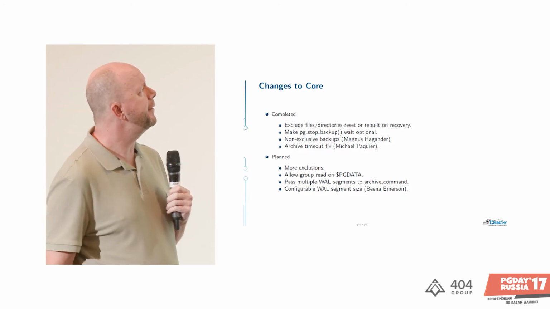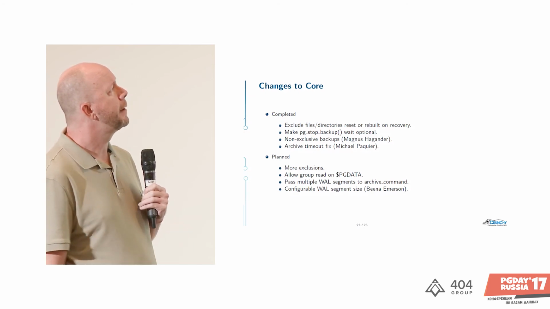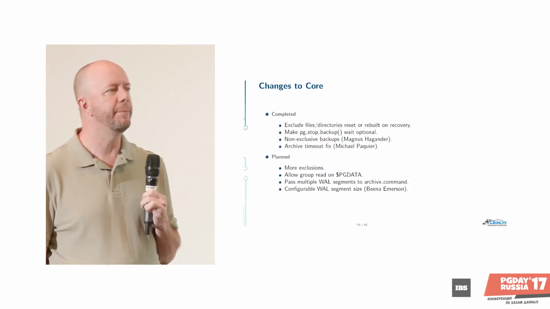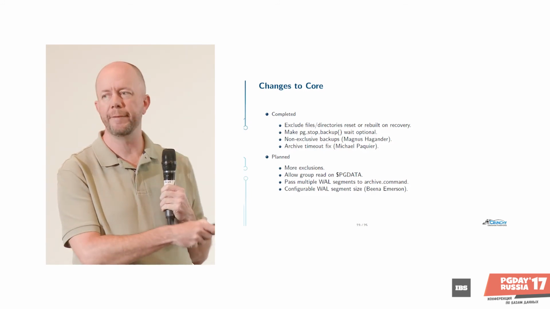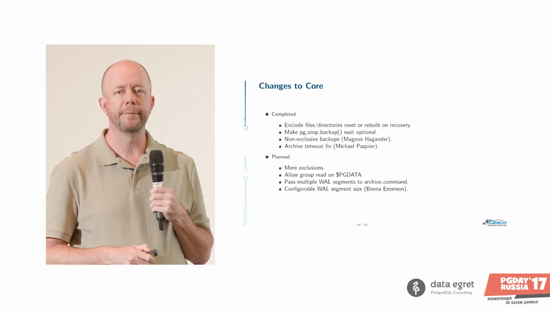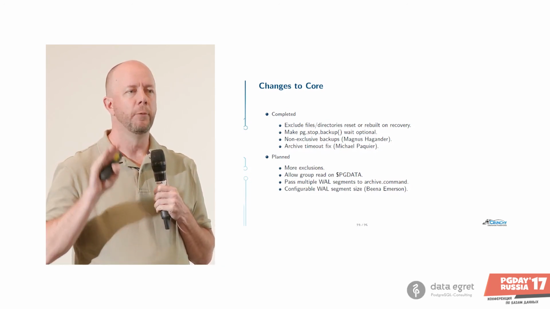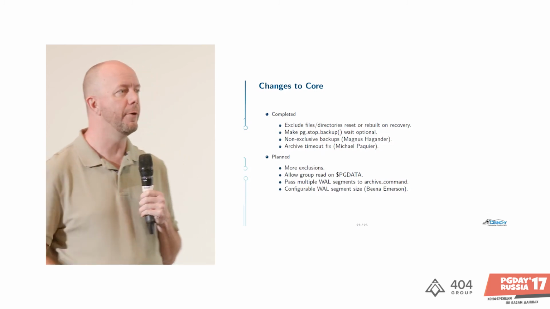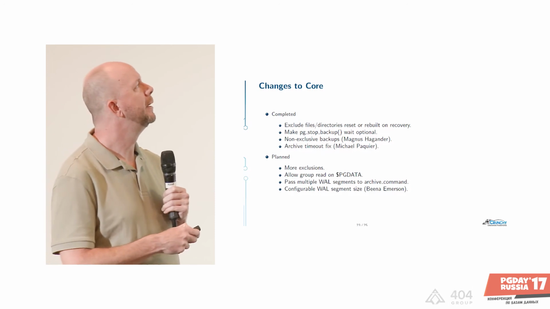Something also put into 10.0 is making pg-stop-backup-wait optional. This is a little arcane, but basically Postgres also tries to wait for all the WAL to archive. But since BackRest does it itself, this is a switch to tell Postgres, when the backup stops, just return. And I'll take care of making sure that all the WAL makes it to the archive successfully.